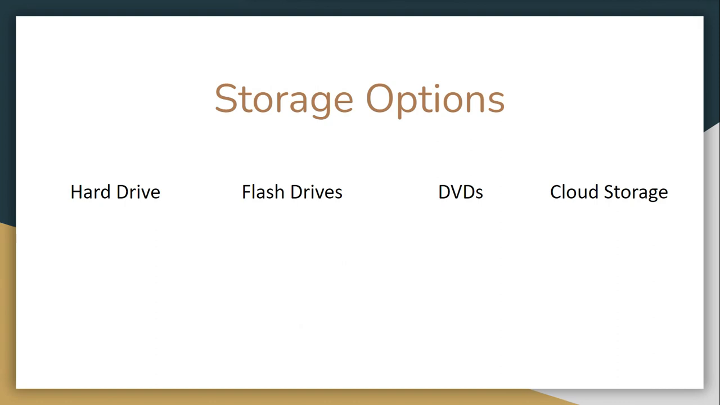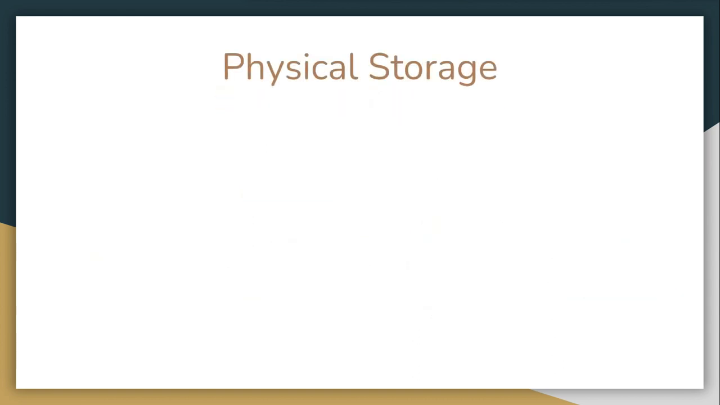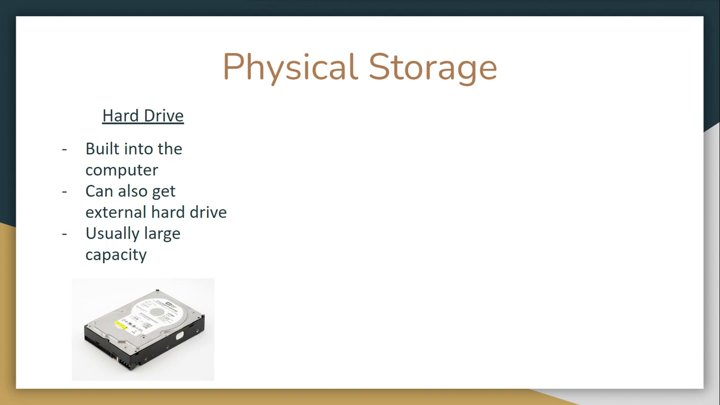There are many different types of storage options, so let's do a quick overview of them. We have the hard drive, which is the local storage built into the computer. There's also a few different options for physical data storage, including flash drives and DVDs. Lastly, and what's been gaining popularity over the past few years, we have the various cloud storage options that rely on an internet connection.